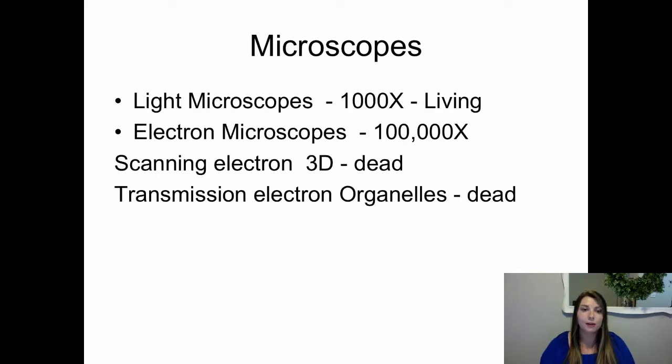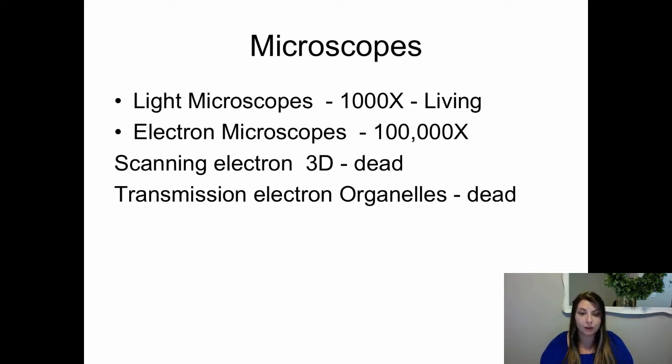So there are two different types of microscopes. The first is light microscopes, which you used the other week in lab, and this will provide you with a magnification up to 1,000 times greater than looking with the naked eye. When you use light microscopes, you will use living organisms.